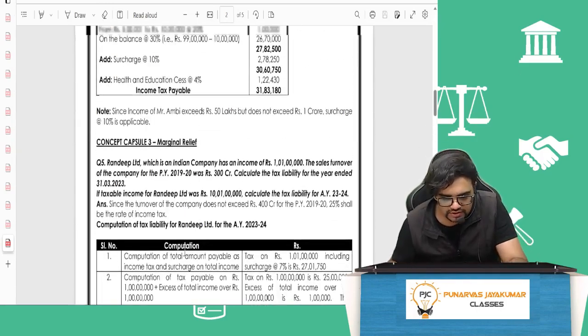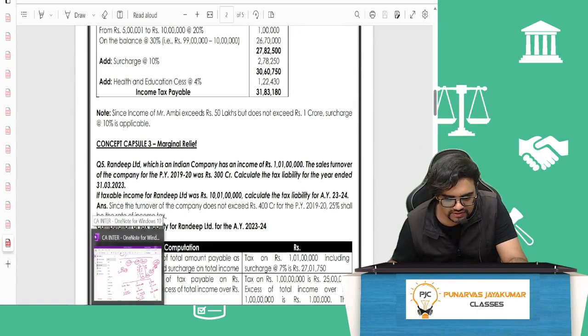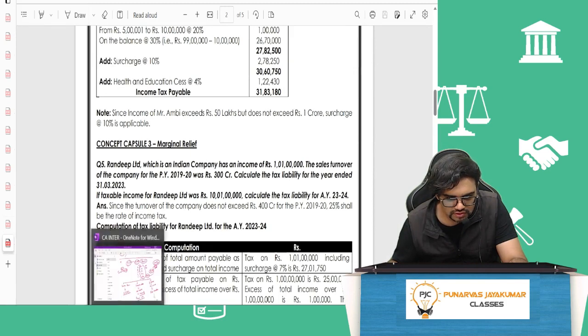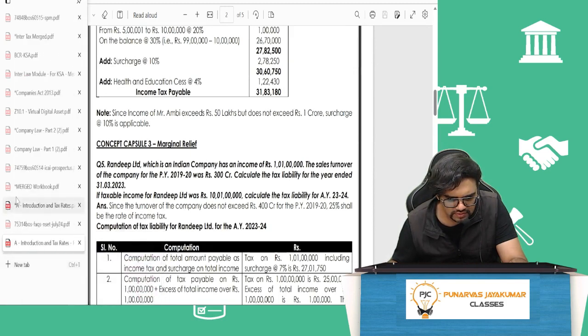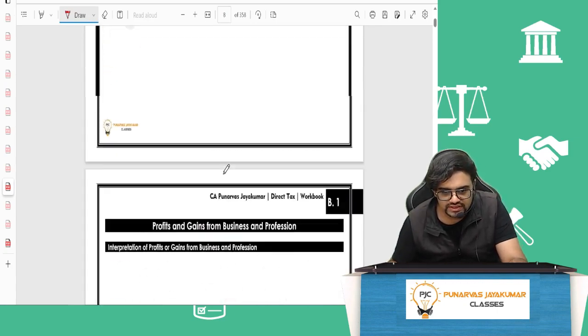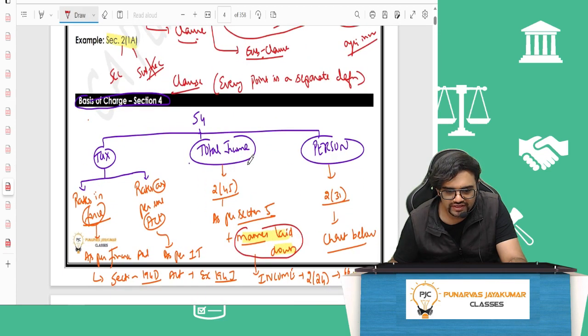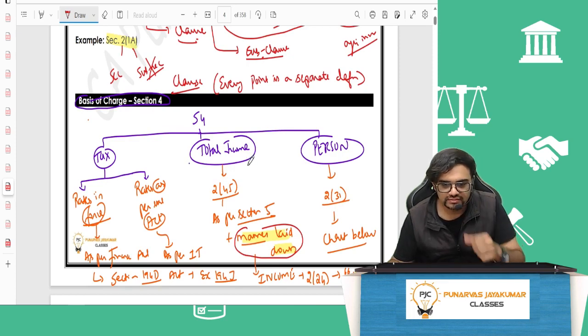Yes, let's begin. In the previous class, let's quickly revise whatever we did in 2 minutes and then we will continue. Let me open the workbook. We were discussing the various features of the Income Tax Act. The basis of charge is what we did, if you remember. Section 4 had tax and the total income basis, then total income and the person.